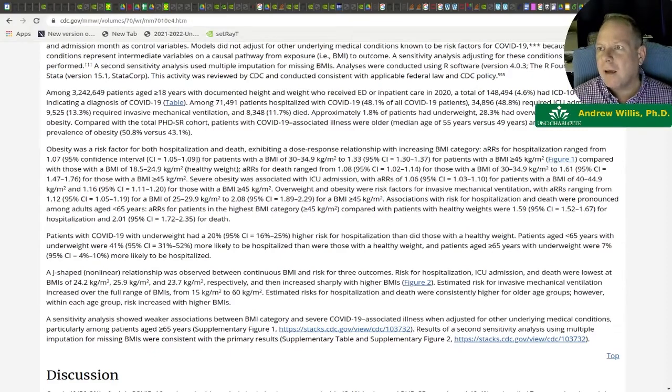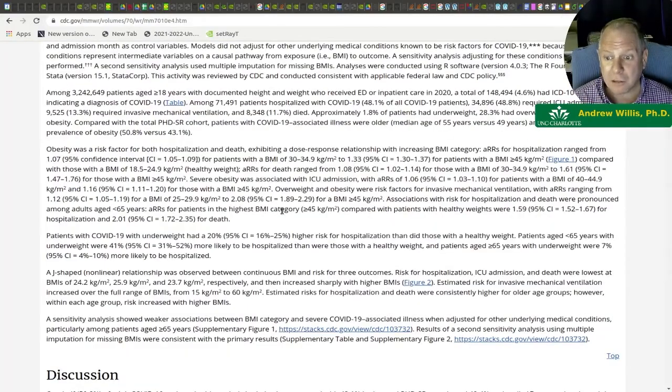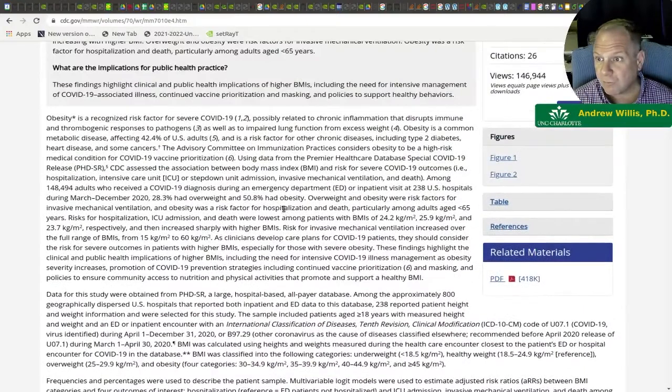So let's see, I want to get back to LaTeX and writing. I would probably write my own phrasing of the specific questions as it relates to the thesis topic in this introduction problem. But I kind of want to key on this typical approaches to the problem, or related work, and show us how to actually integrate a new citation, right? And so let's go ahead and cite this article here. This article from the CDC seems very important.